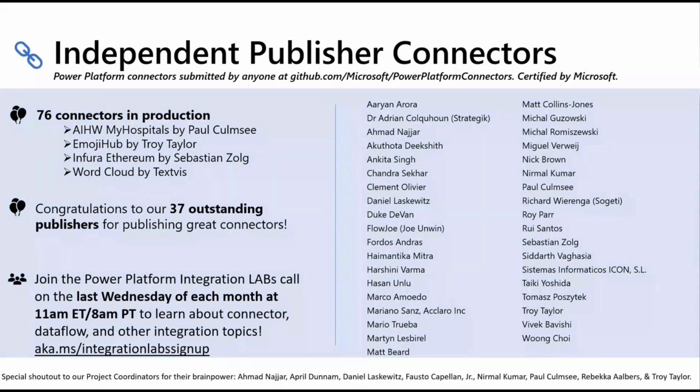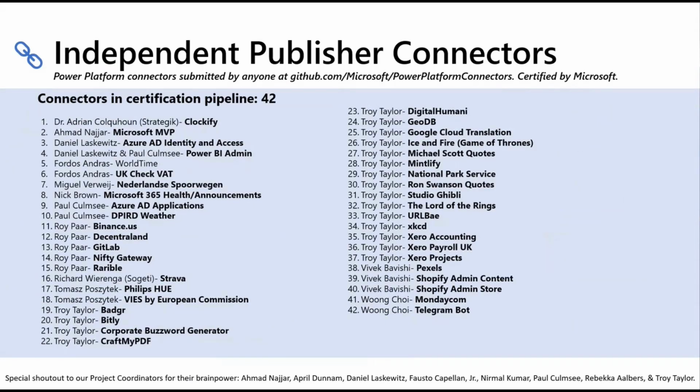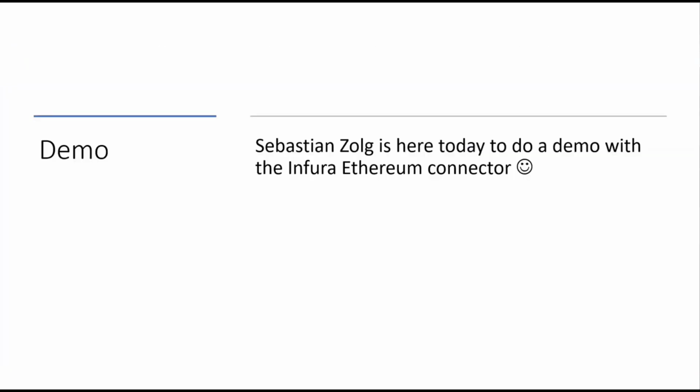And in terms of the connectors in our pipeline, we have 42. Here are all of them here. We got a couple of new ones this week, including National Park Service. So that's definitely specific to the US, but it's awesome to see that. And we can now move on to the demo on Infura Ethereum. Sebastian, take it away.